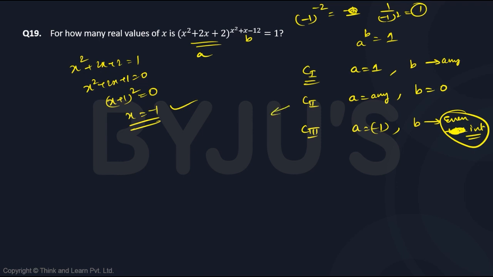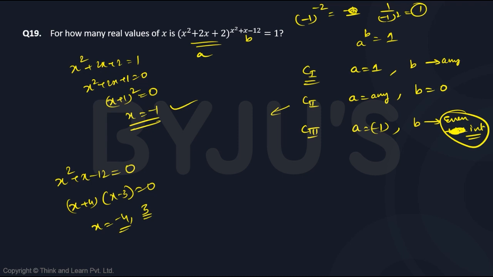The second case: I'm not concerned about a here, I'm concerned about b. b is x square plus x minus 12 equal to 0, which means x plus 4 into x minus 3 is equal to 0. So x is minus 4 or x is 3.